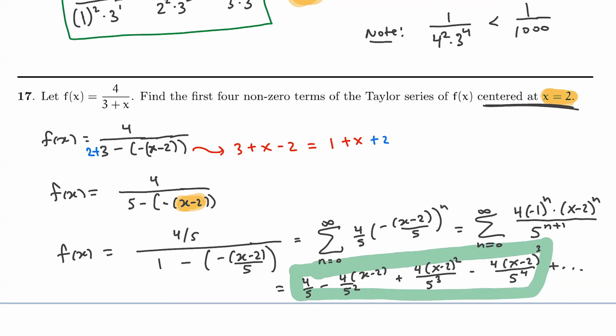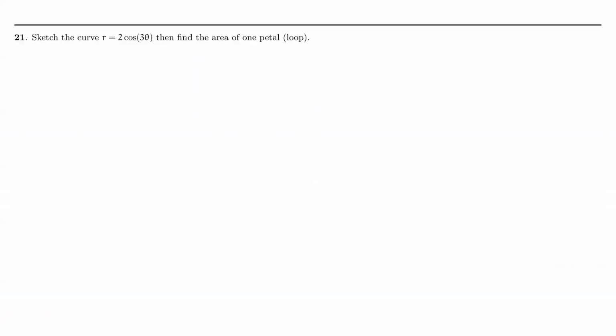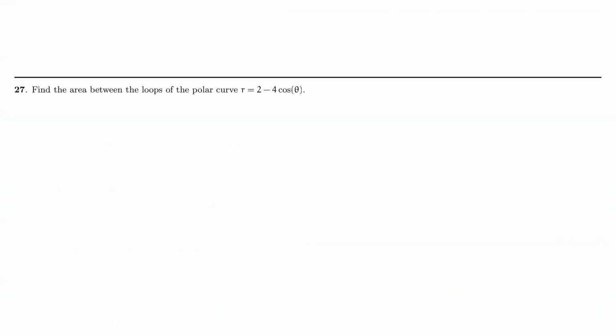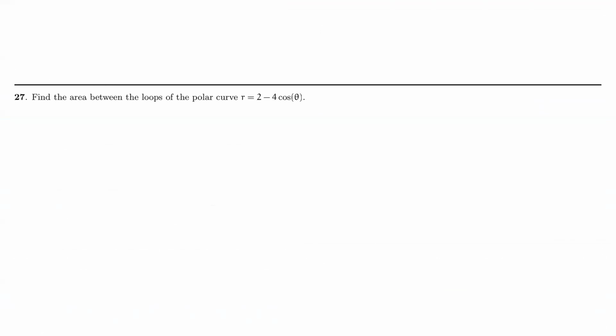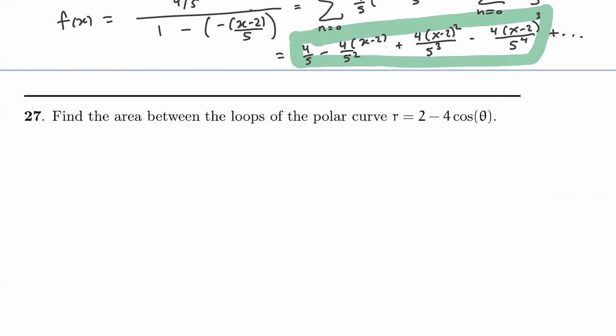Let's do 27 then, right? 27 and then we can do 18. Here, find the area between the loops, right? That means that if you have a smaller loop and a larger loop, you want to find the area in between the little loop and the larger loop. So in between the loops. It's a weird way to ask the question, but it's a good question nevertheless.